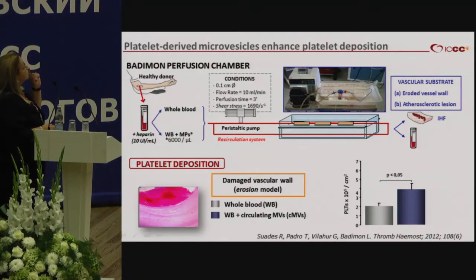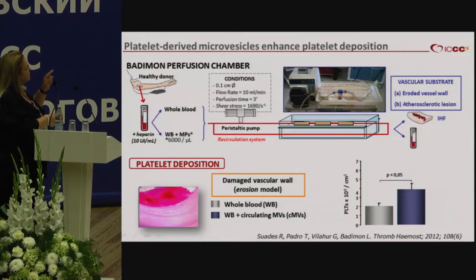What we did was perfuse healthy blood from donors in comparison to the same blood with added microparticles. And we wanted to study the amount of thrombus that was developed on eroded vessel wall and also on atherosclerotic lesions that can be presented to blood in the perfusion chamber. And there we studied different shear rates. In this case, we used a shear rate of 16-19 per second, three minutes of perfusion, and a flow rate of 10 milliliters per minute. Therefore, we know very well how thrombus grows in these conditions, and we could analyze pre and post microparticles. This is the type of plaque that we call erosion.